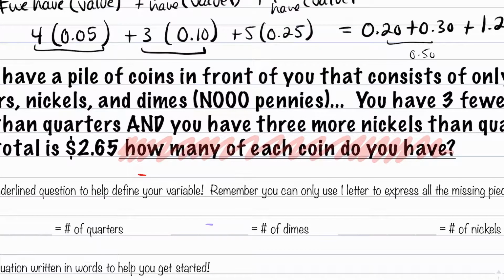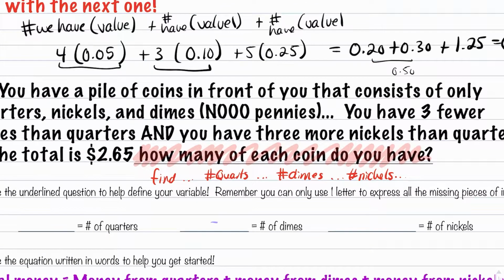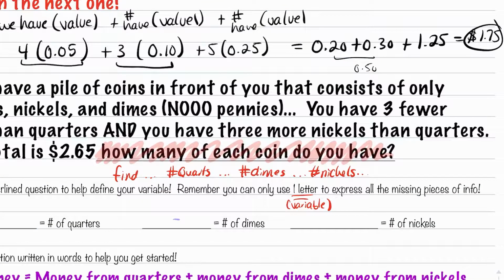First of all, I need to find the number of quarters. That's one of the coins I have. I also need to find the number of dimes, and then I need to find the number of nickels. As we talked about in class, though, we can only use one letter, or in other words, one variable, to help us express all the things that we're missing. If I'm missing 3 things, I can't use 3 different variables, so I would only be able to use one. So how do we figure that out?